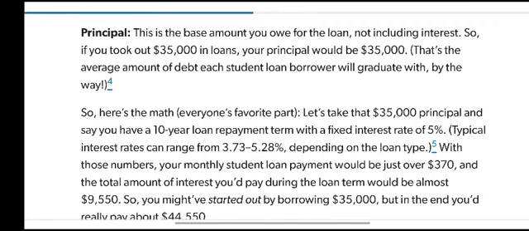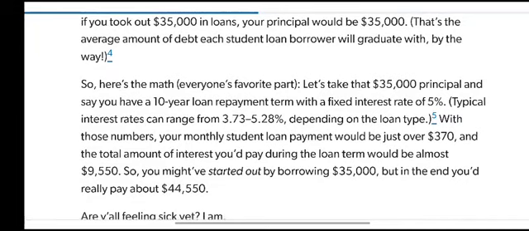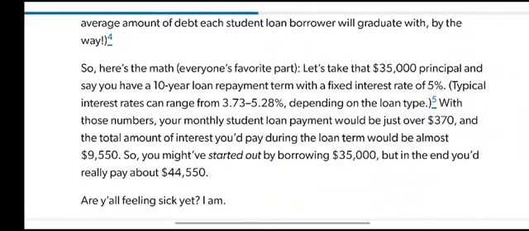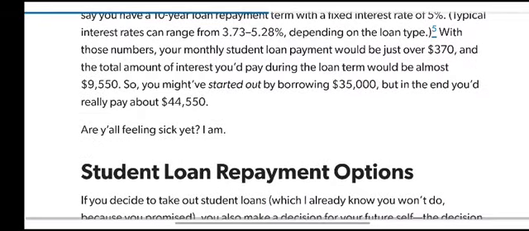and the total amount of interest you would pay over the long term would be almost $9,550. So you might have started out by borrowing $35,000, but in the end you would really pay about $44,550. Are you feeling sick yet?